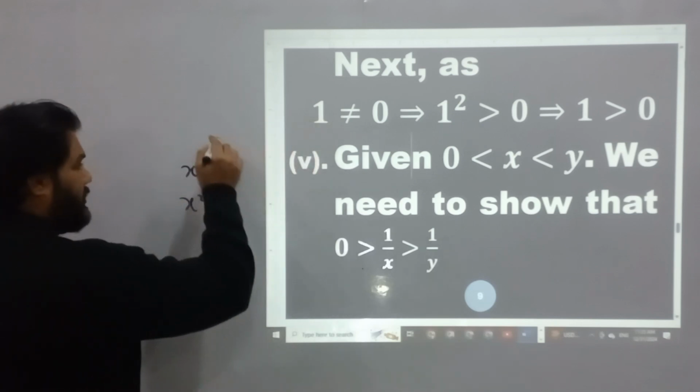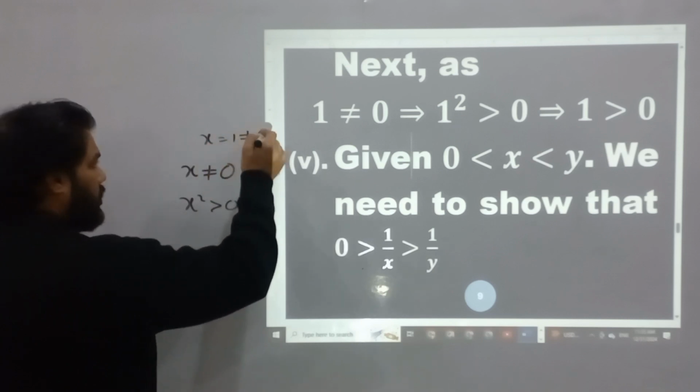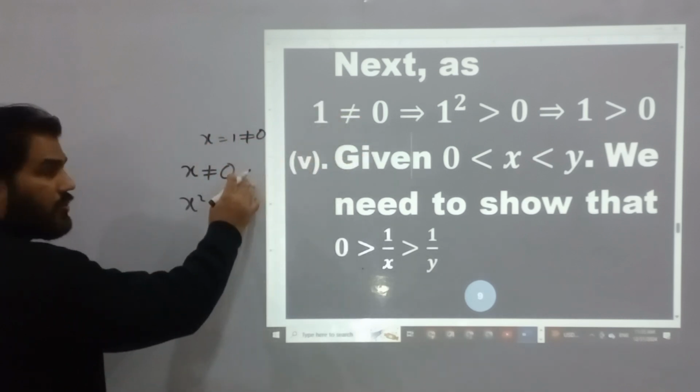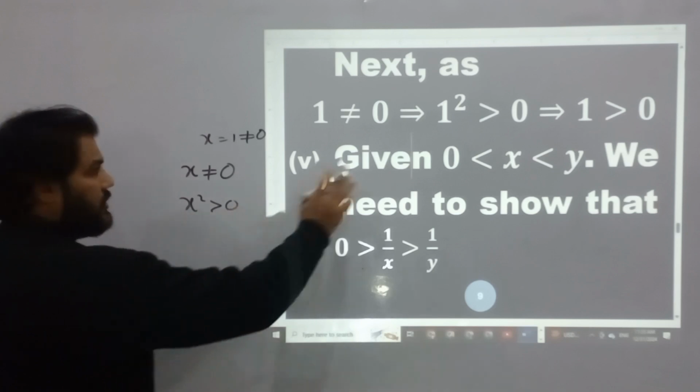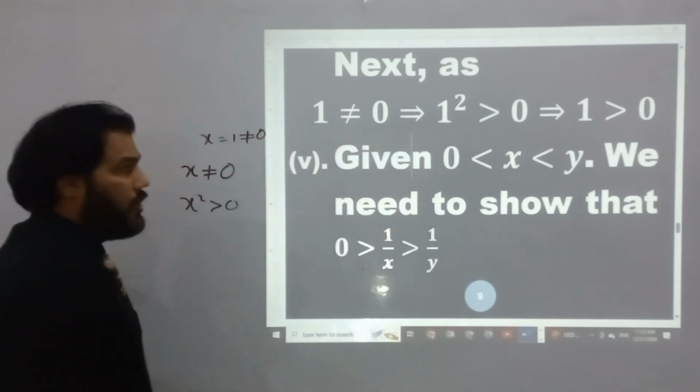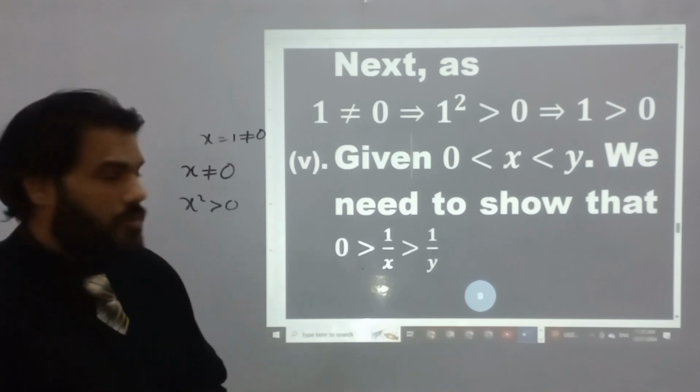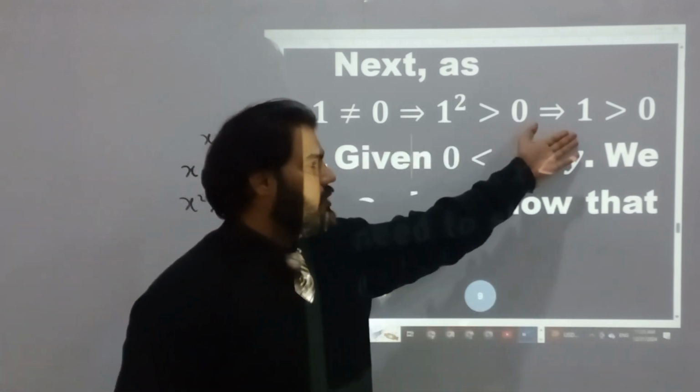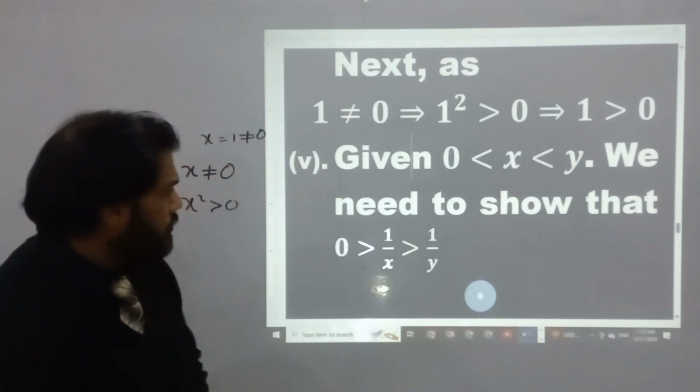Now if our x is 1, and 1 is a non-zero real number, then according to this result, its square will be greater than 0. So 1 squared is greater than 0. What is the square of 1? The square of 1 is 1, so 1 is greater than 0.